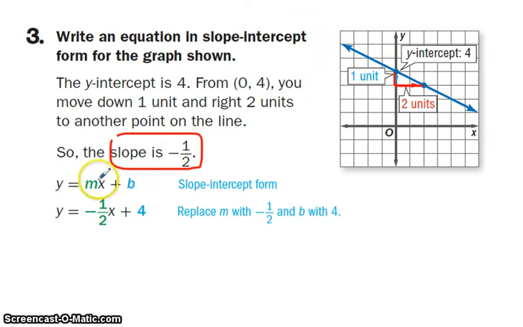Okay, so we have the m part. The m part is -1/2. Now we need to find out, where does it cross the y-axis? Well, our line crosses the y-axis at 1, 2, 3, 4. Right here. This is our y-intercept. Here's your y-axis. It crosses at 4. So your final equation then is y equals -1/2 x plus 4. And that's all you have to do. You just have to transfer those two things into your y equals mx plus b form.